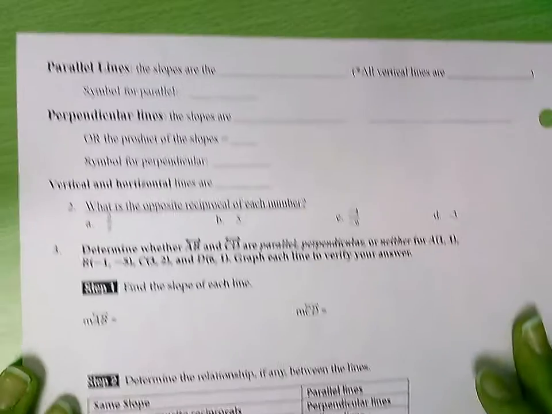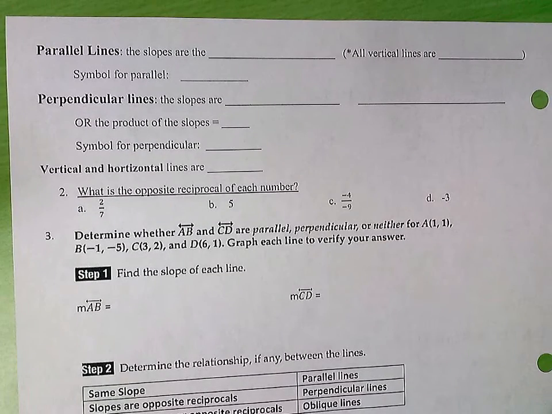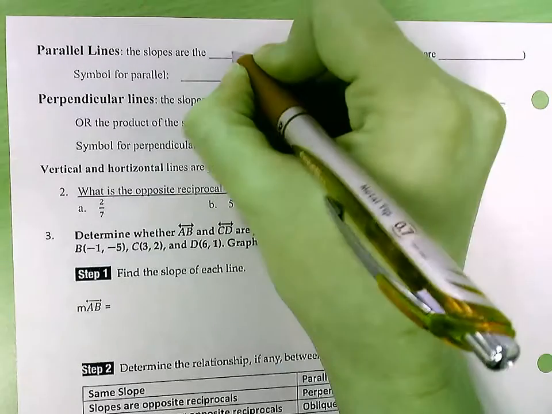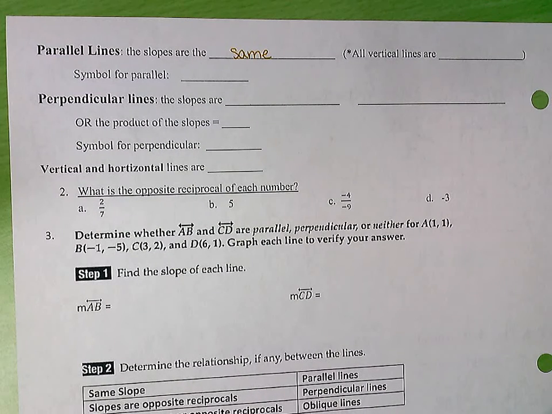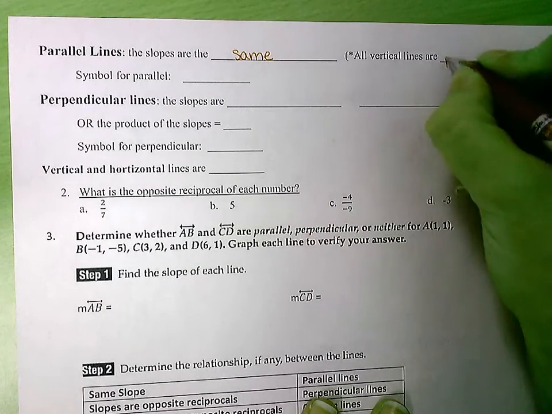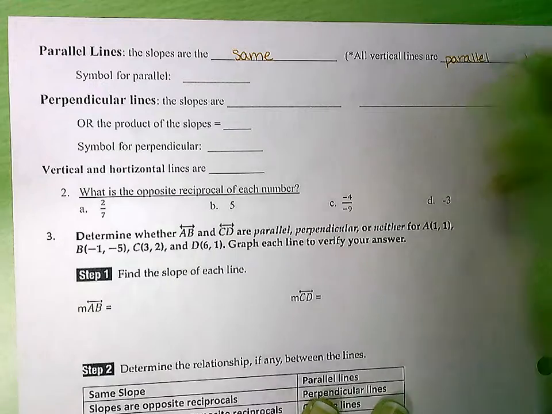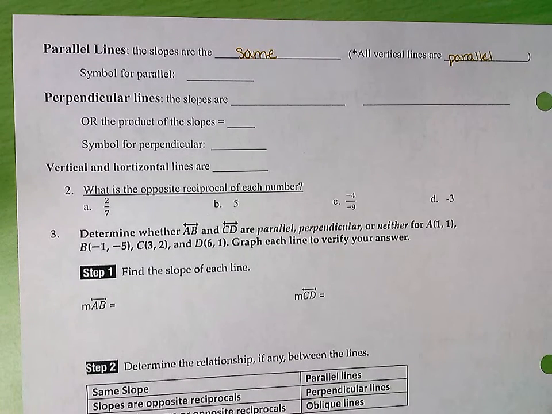All right, so moving on to the back. So that was your refresher on slope. Now we want to talk about slopes of parallel lines and perpendicular lines. Okay, so with parallel lines, the slopes are the same. So your slopes should all be the same for parallel lines. So all vertical lines are parallel, because all of those slopes would be undefined. So if you have 2 undefined slopes, they're still parallel.